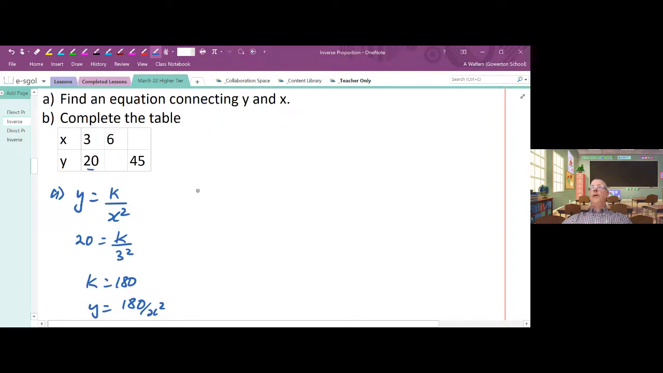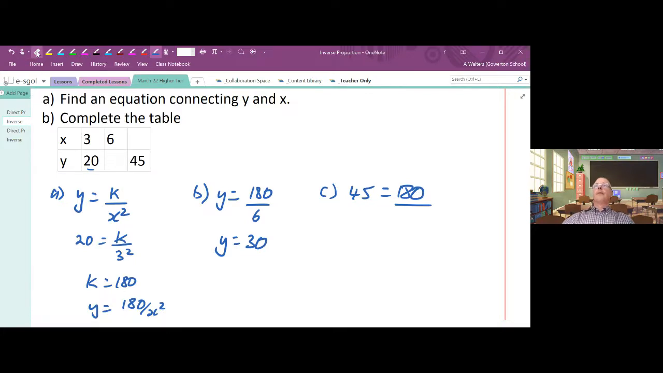We go and use it in part B. I've got the value of x is 6, so y equals 180 over 6. That's not so bad. 6 into 18 is 3 times, stick a naught on the end. And part C, I've given that y is 45, so 45 equals 180 shared by x squared. Oh, I missed something here. 180 shared by 6 squared, not 6. So it's 180 shared by 36.